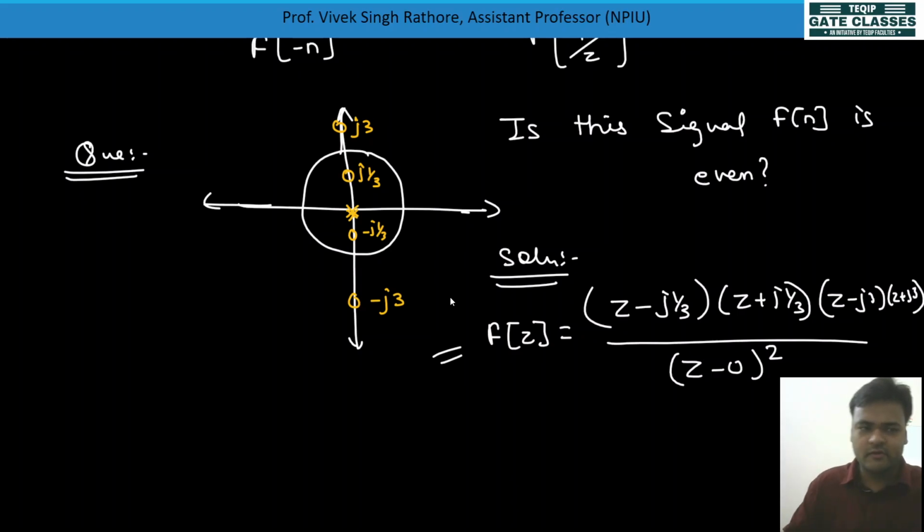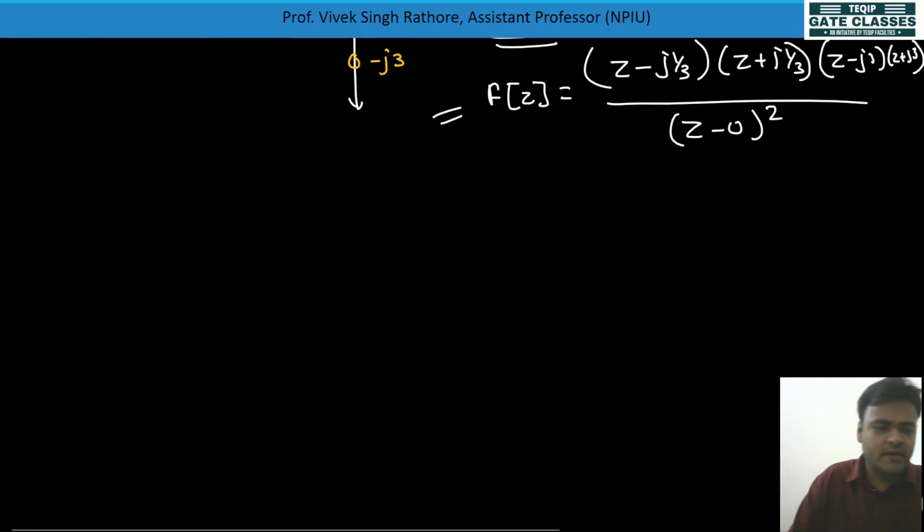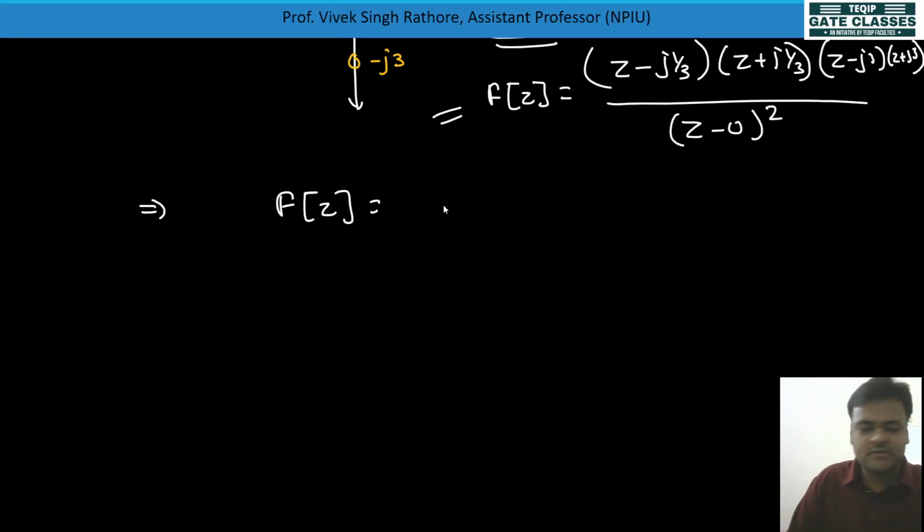Now we can simplify it. We can simplify using a minus b, a plus b, so f of z can be written as a square minus b square, so minus of j 1 by 3 whole square. j square is minus, so minus minus plus 1 by 3 whole square.